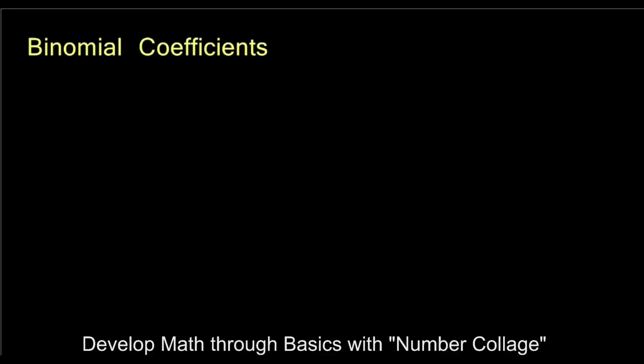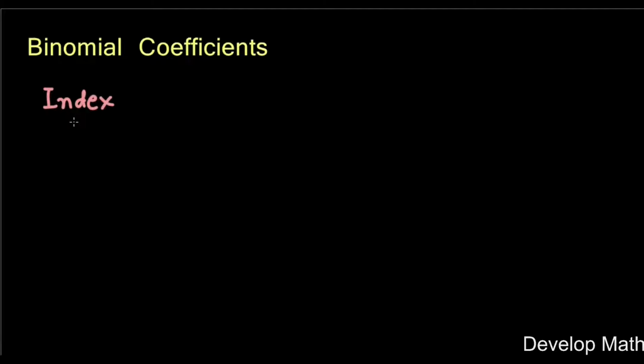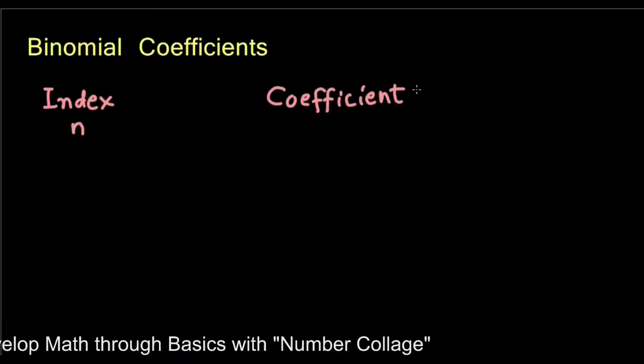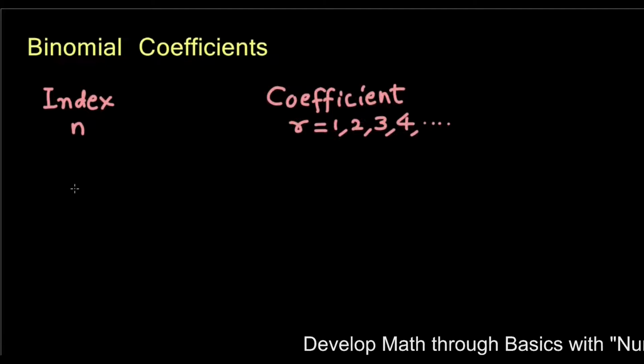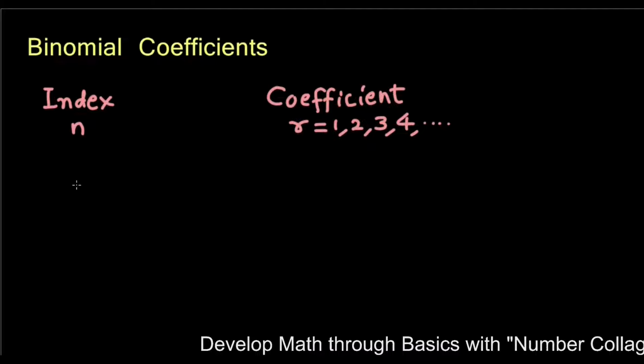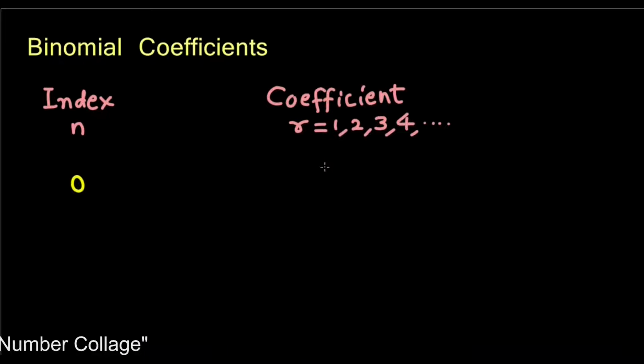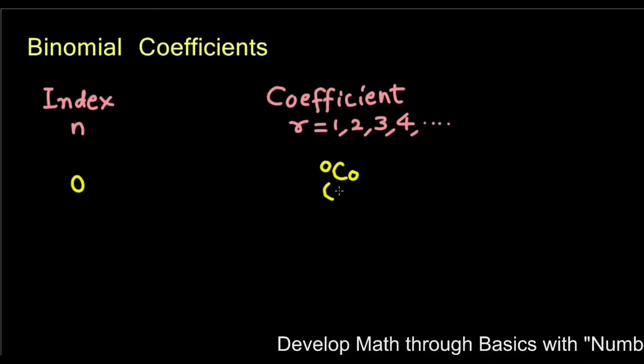Now we will understand how we can make use of the combination formula to calculate the binomial coefficients. We will denote the index of the binomial by n and the order of the coefficient by r, which may be 1 or 2 or 3 or 4, so on and so forth. We have seen when the index of the binomial is 0, then the single binomial coefficient will be 0C0, which will be by definition 1.